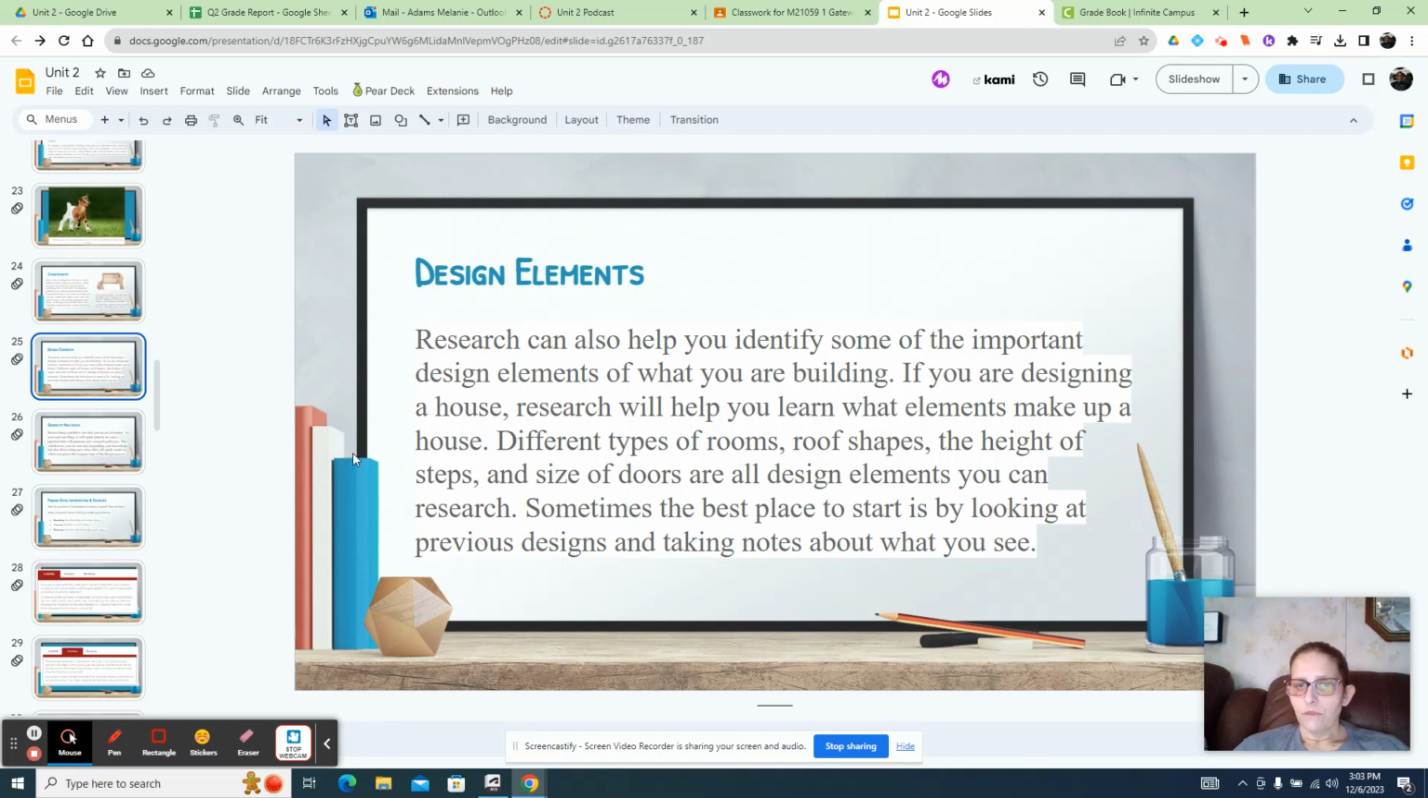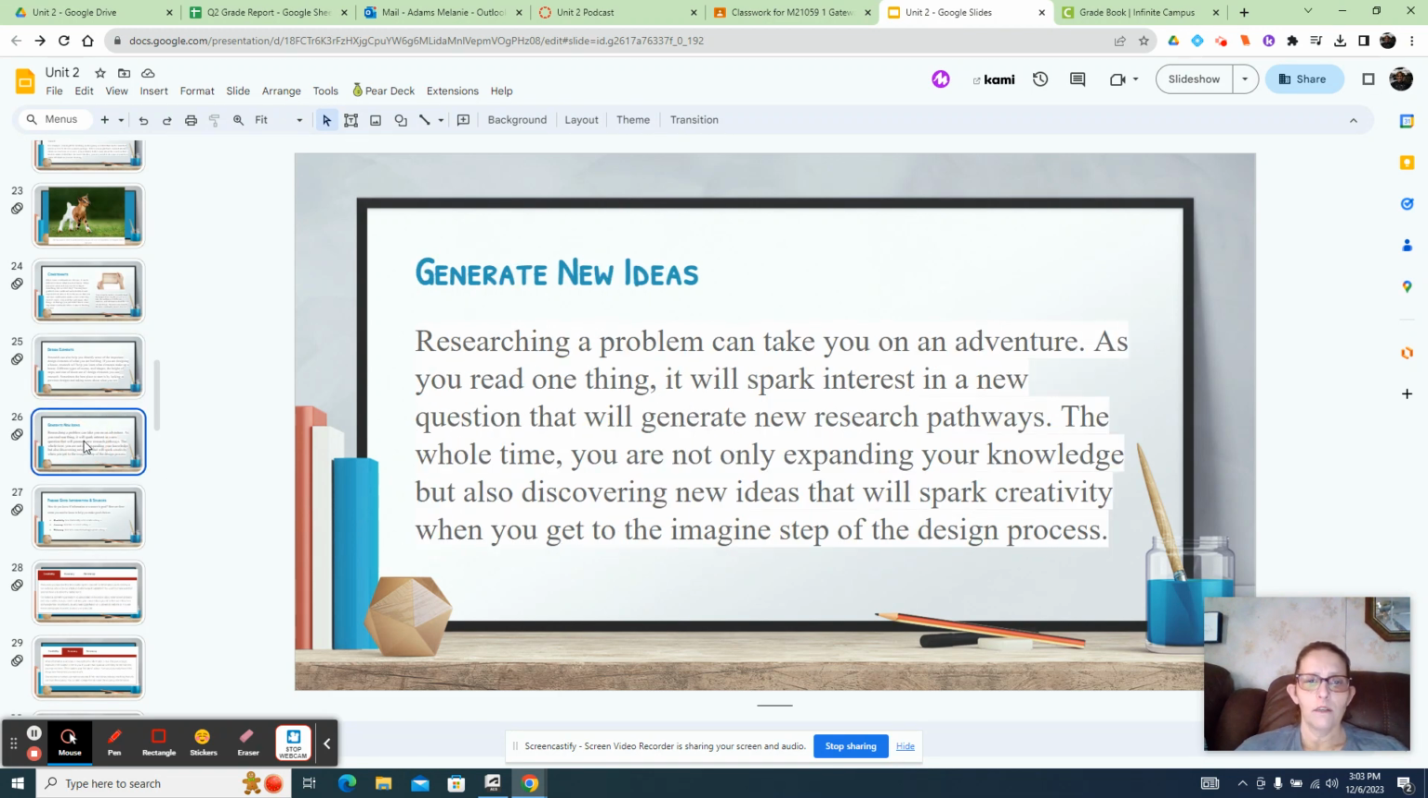Design elements. Research can help you identify some important design elements of what you're building. If you're designing a house, research what elements make up a house. Different types of rooms, roof shapes, heights, height of steps, size of doors. Those are design elements. Generating new ideas. Researching a problem can take you on an adventure. You read one thing and it sparks an interest in something new.